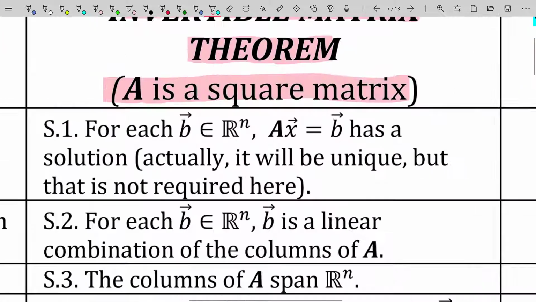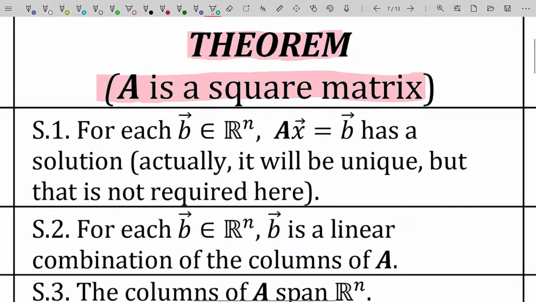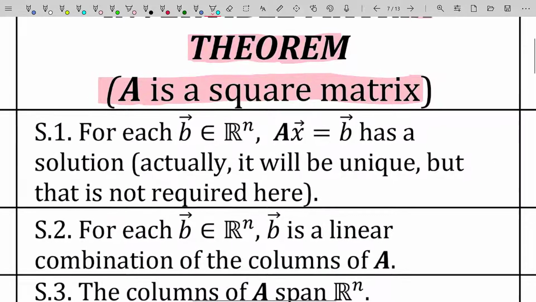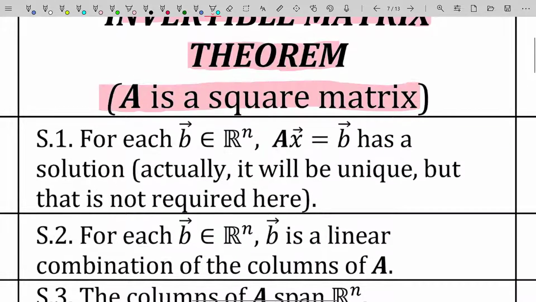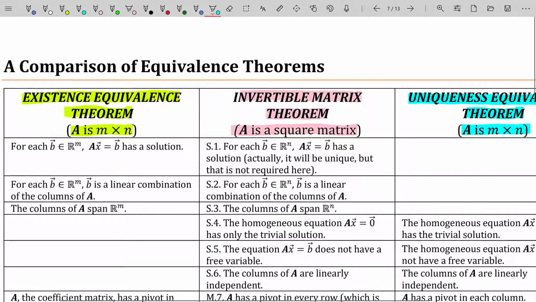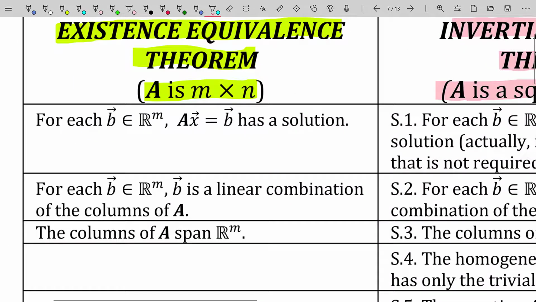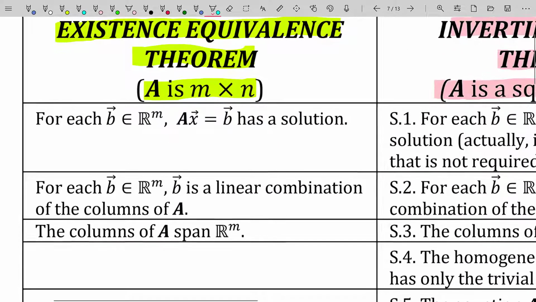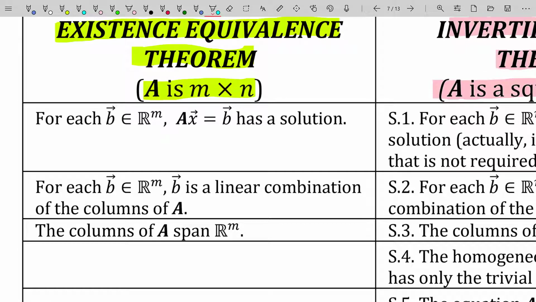So in the invertible matrix theorem, for each b, Ax equals b has a solution. It technically will be unique, but that's not required. Where is that born from? You can see to the left, it's born from the existence equivalence theorem. The second part of the invertible matrix theorem, for each b in Rn, b is a linear combination of the columns of A. Well, again, that's from the existence equivalence theorem. For each b in Rm, b is a linear combination of the columns of A.